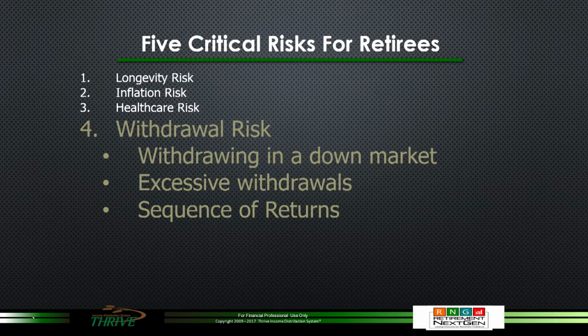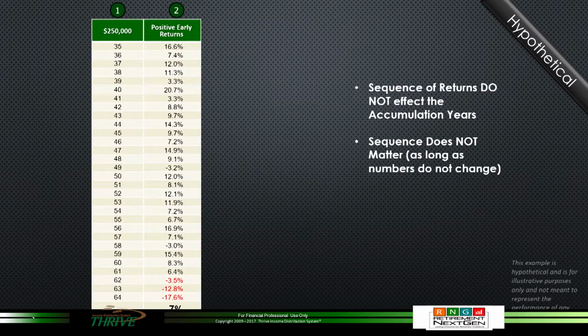The fourth critical risk is kind of a silent giant. It's one that we haven't heard much about. It's withdrawal risk, a sequence of returns risk or excessive withdrawal risk. We're going to take a look at an example of what this really represents. Let's pretend for a minute that I have a client with $250,000. They're 35 years of age and they've got 30 years to let their money grow.